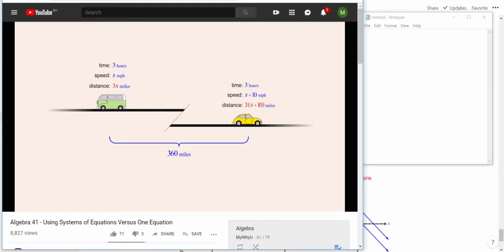Since the sum of these distances must equal the distance between the two vehicles, or 360 miles, we could then create a single equation which can be solved to find the value of s. Solving this equation, we get s equals 55, which tells us that the bus's speed is 55 miles per hour, and the car's speed is 55 plus 10, or 65 miles per hour.